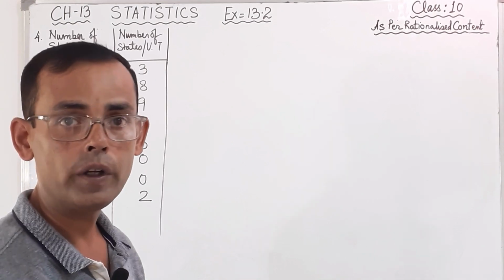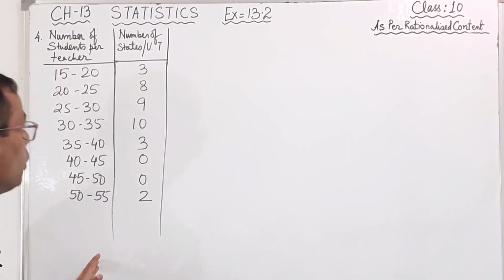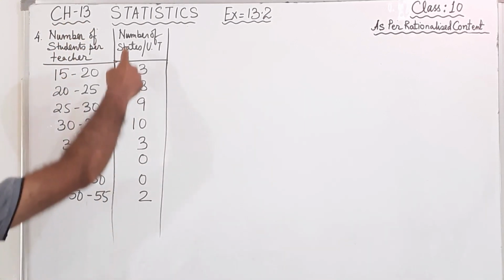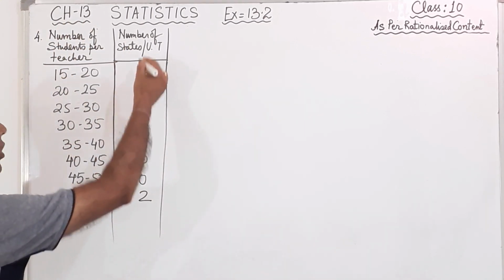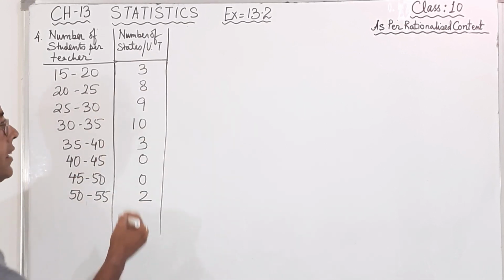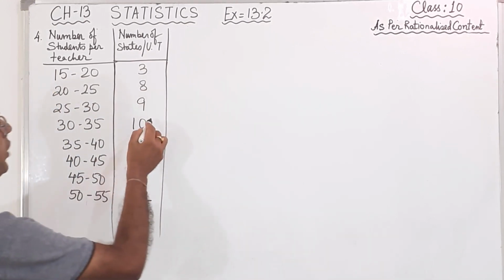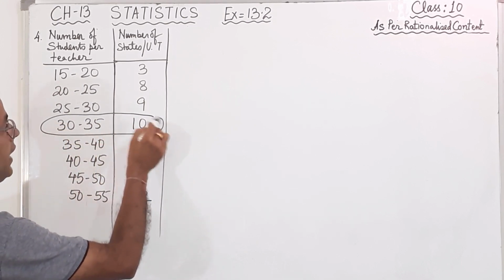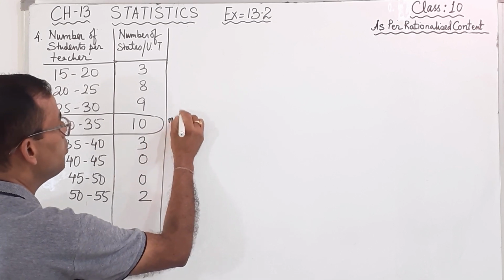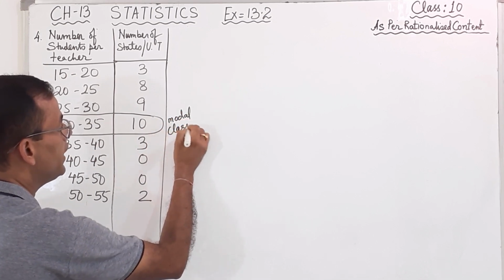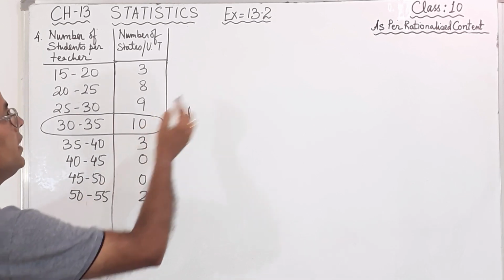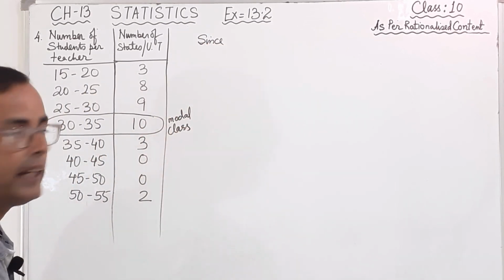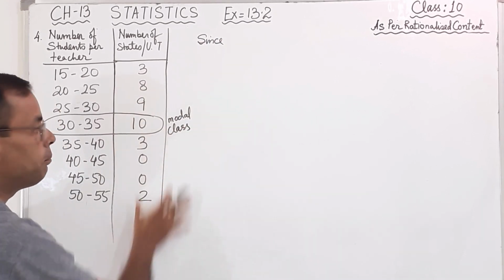Clear? Now if I have to find the mode, how will we find it? After writing the two columns, we will see which frequency is the highest. The second column is what? Frequency. Which frequency is the maximum? Here you can see 10. So I will circle this, and this is the modal class. And if this is the modal class, then what will I write here? You should write it below the chart.